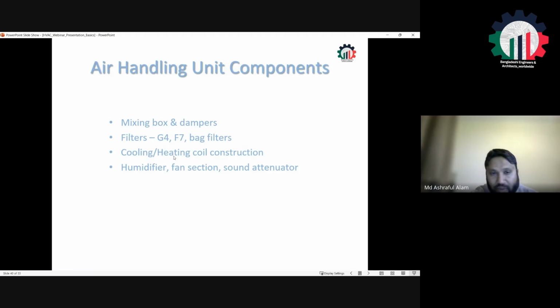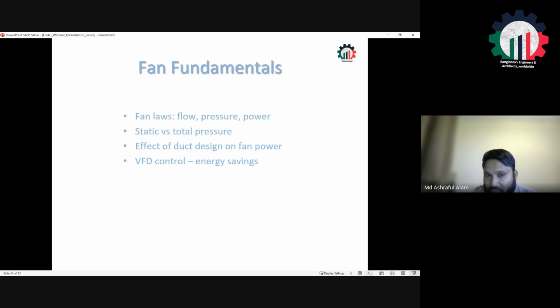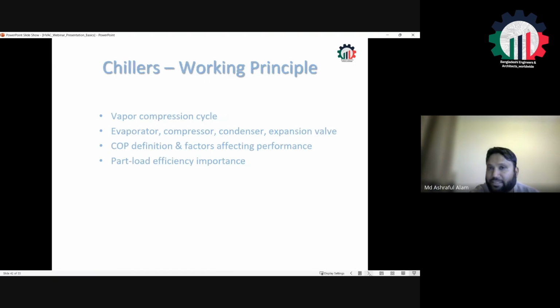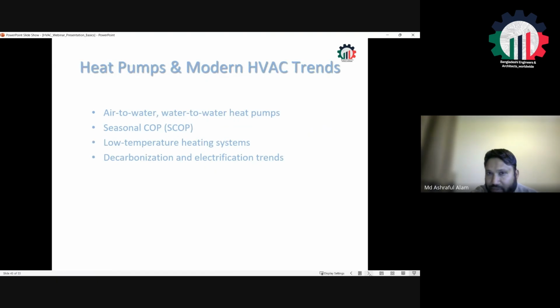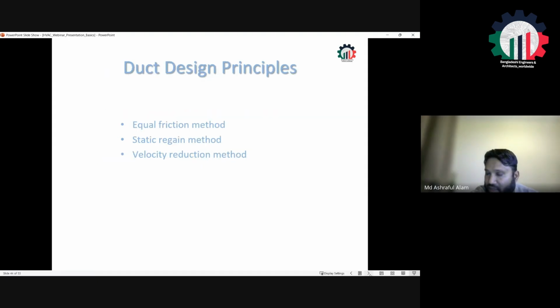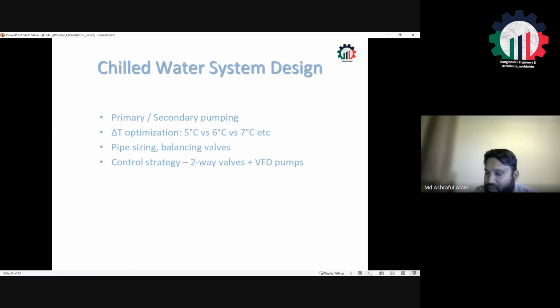Air handling unit components: usually you have the mixing box, filters, cooling, heating, humidifiers, all these things. I will not go through them. Fan fundamentals, a few items. If somebody wants to go through them, he can. So, basic understanding: chillers working, a lot of types of chillers, heat pumps, and modern HVAC trends. These also are duct design principles. Chilled water system design: what are the conditions for chilled water system design?